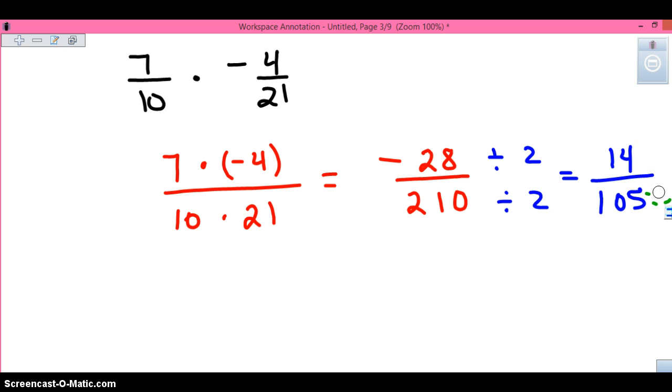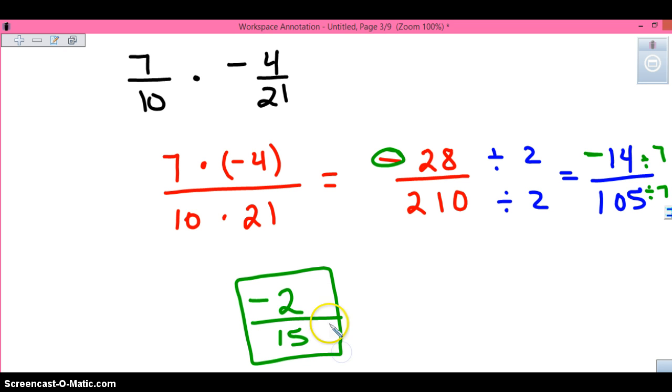We can still simplify this by dividing by 3? No, we can't divide by 3. By what can we divide? By 7. -14 divided by 7 is -2, and 105 divided by 7 is 15. Did we get the same answer? Yes.